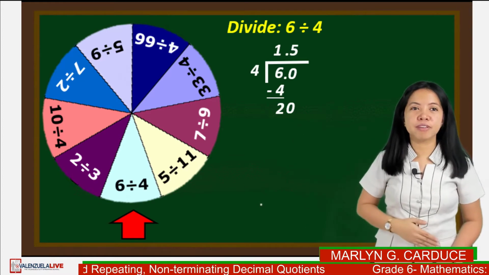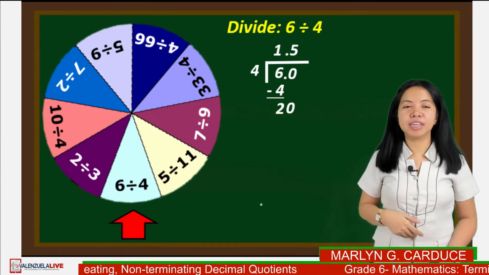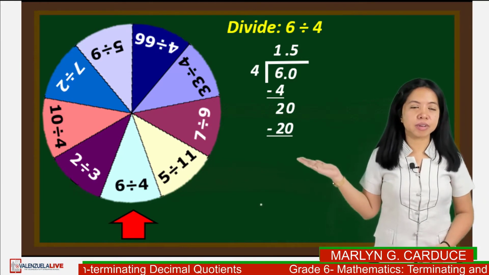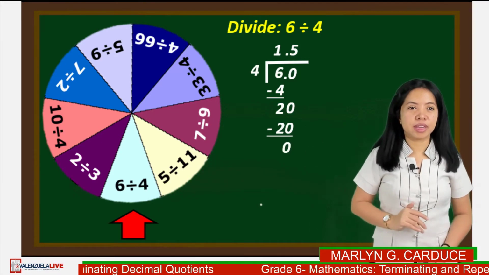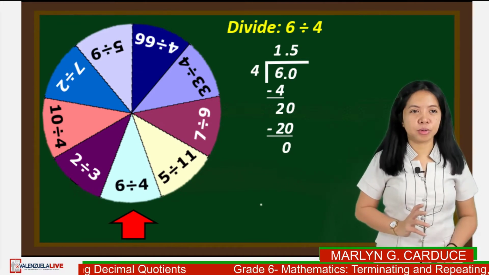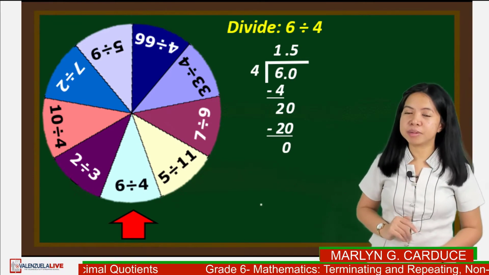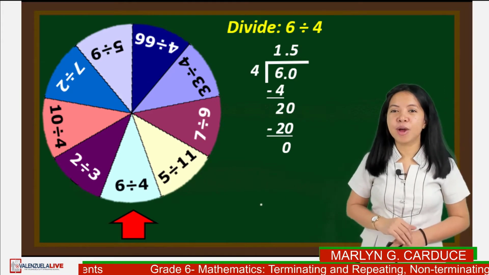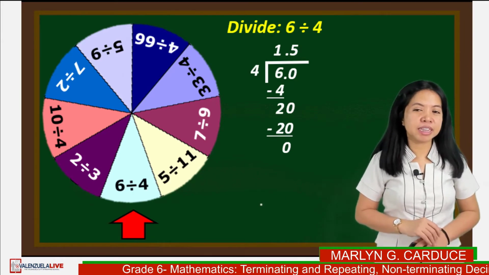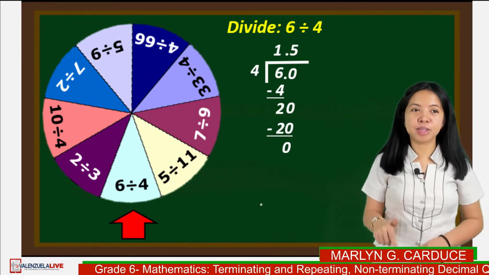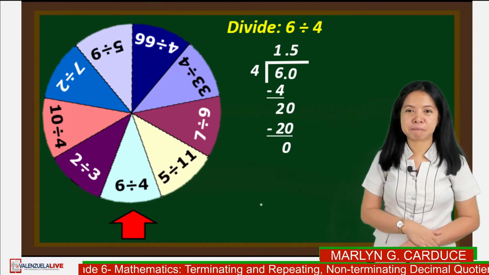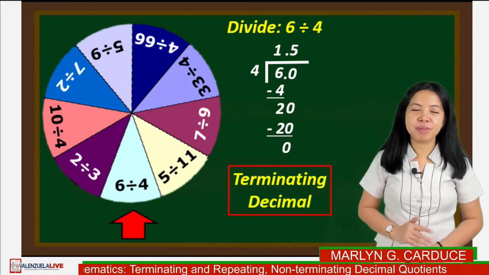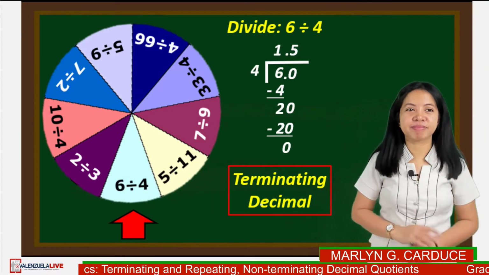And also 0. And then let's bring it down. So 20 divided by 4 is 5. And then let's multiply 5 by 4. That is 20. And then let's subtract 20 from 20. So the difference will be 0. So now, what type of decimal is this? Is this a terminating decimal or repeating non-terminating decimal? You can write it on the comment box. Okay, very good. This is an example of terminating decimal.